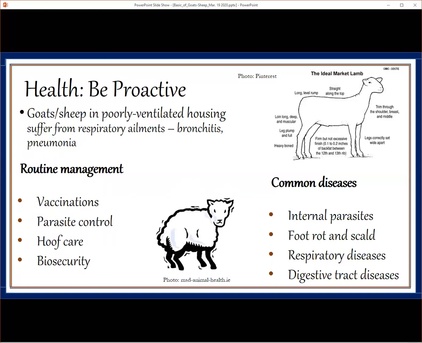You don't want an animal that's looking like that, which just appeared on the slide. You want an animal that's looking like the one on the top right-hand corner. Straight back, nice gait and posture, head held high. I mean, an unthrifty animal is quite obvious compared to a well taken care of animal.